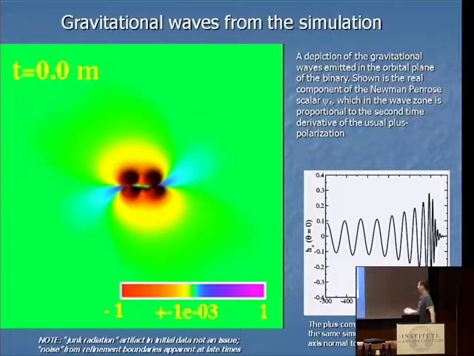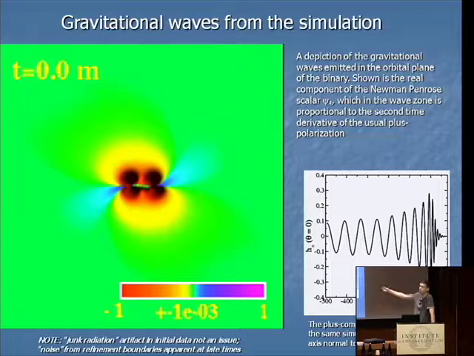Okay, so the gravitational waves. Now this is the same animation, but zooming out a little bit. So there are the two black holes. An easy way to measure gravitational waves in these simulations is to use a so-called Newman-Penrose scalar. Close to the black holes it's some contraction of the Weyl tensor with an appropriate tetrad.